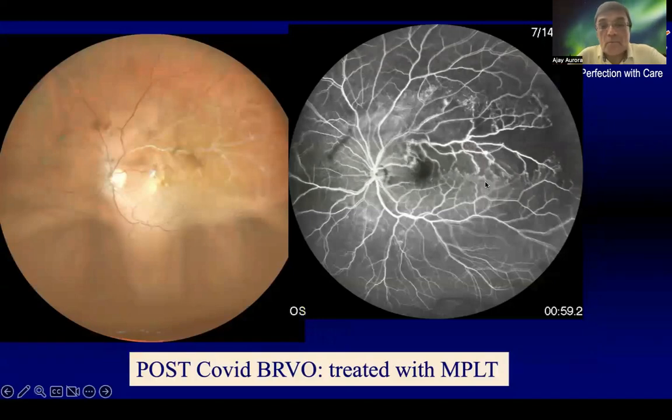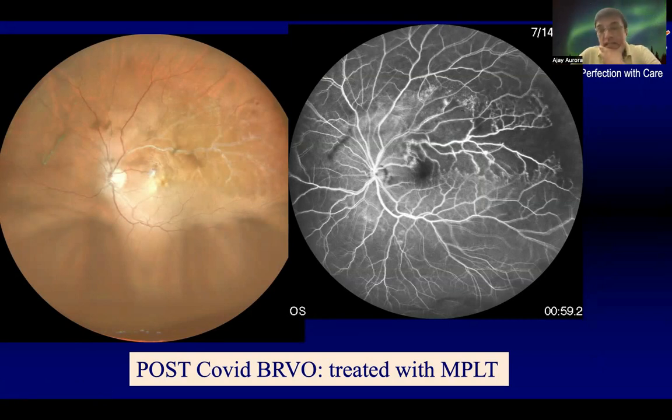This is the patient post-COVID who had a venous occlusion. So you find here large areas of capillary non-perfusion. And this is because this hyperfluorescence is because of reduced fluorescein which reaches this area.